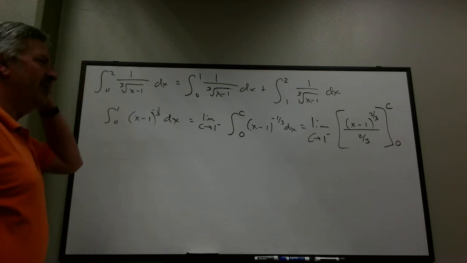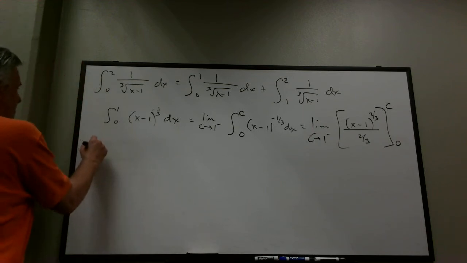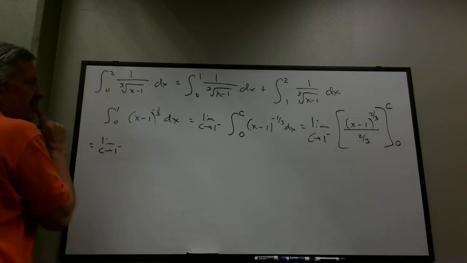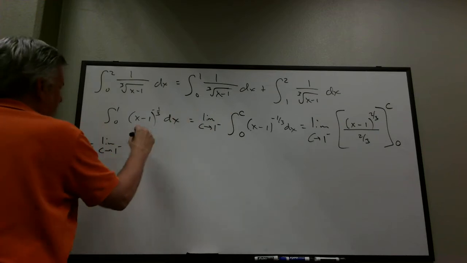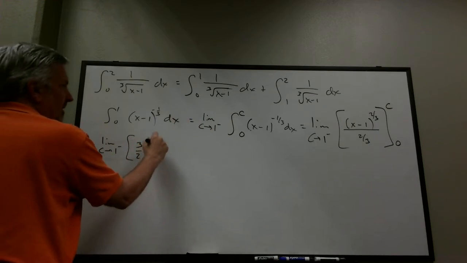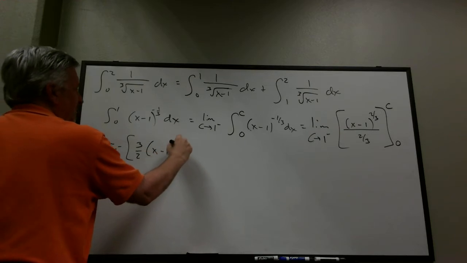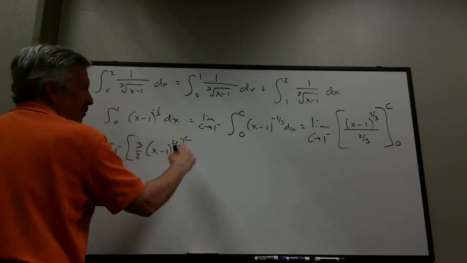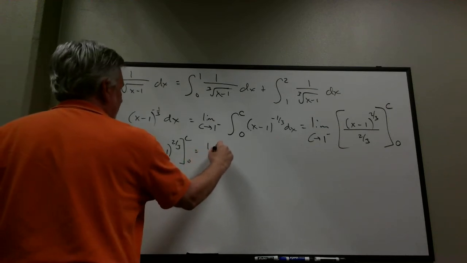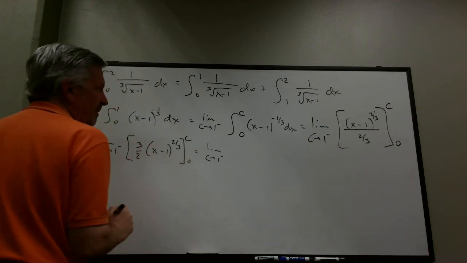So now it's just a matter of doing some simplifying there. So we have the limit as c goes to 1 from the left. If you invert and multiply, I get 3/2. Well, let me just write it out. 3/2 times x minus 1 to the 2/3 from 0 to c. I could have done that on that step. I don't know why I didn't. And now let's plug in our endpoints. Keep writing limit until you take the limit.